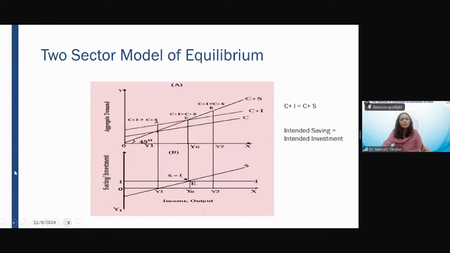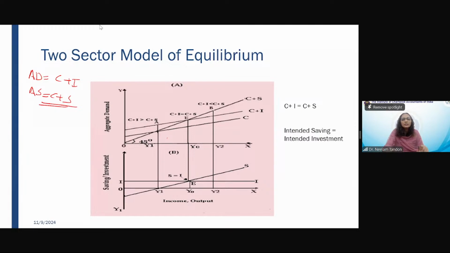So this is the two sector model, equilibrium. What is the condition of equilibrium in the economy? Equilibrium will be where aggregate demand, which is C plus I, and aggregate supply are equal. Okay, so these two are equal.